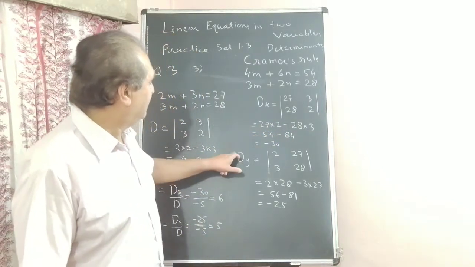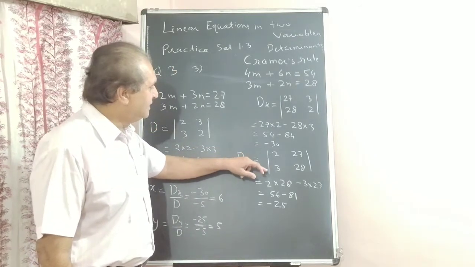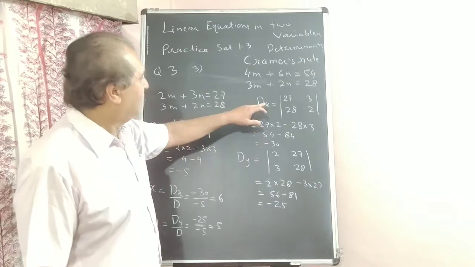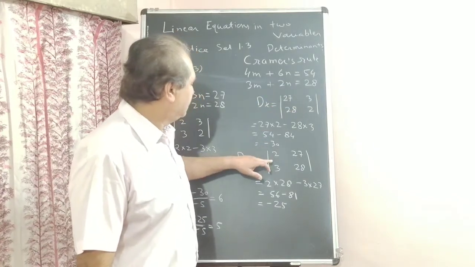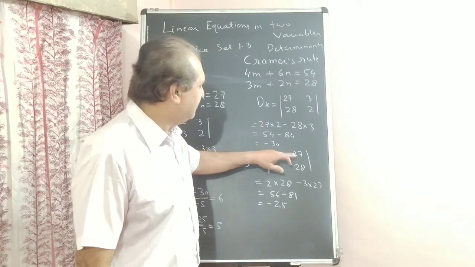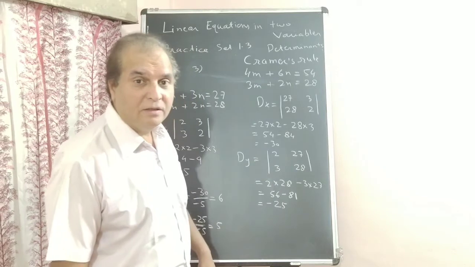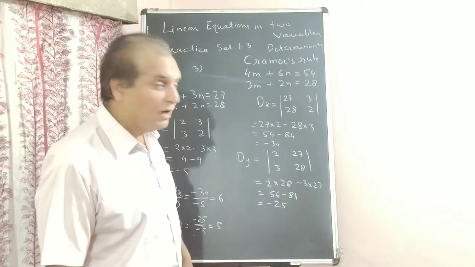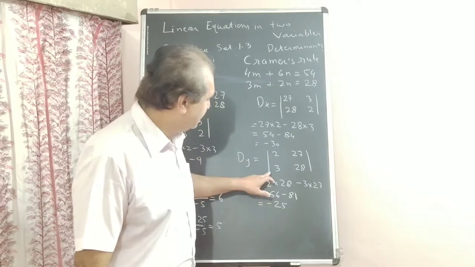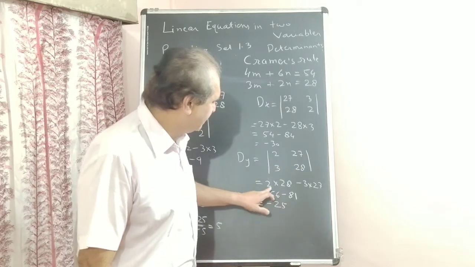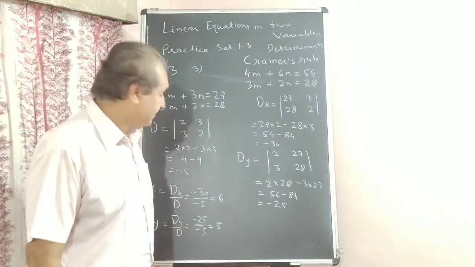Now Dy. The x column as it is, 2 3, a1 a2 as it is. The y formula is c1 c2 with b1 b2 replaced, so this is a1 a2 c1 c2. 2 into 28 minus 3 into 27. Don't change the direction or your answer will go wrong. 2 into 28 is 56, 3 into 27 is 81. 56 minus 81, that comes to minus 25.